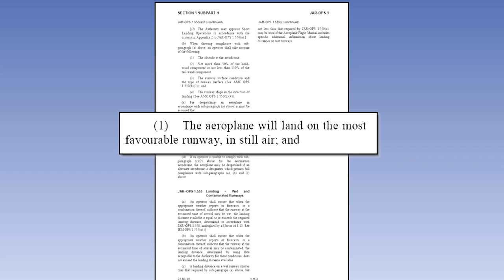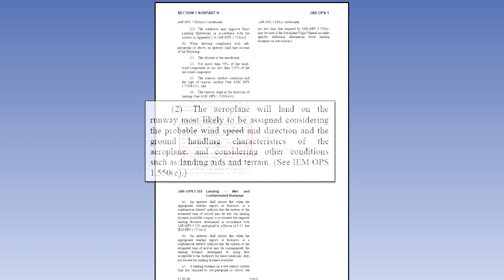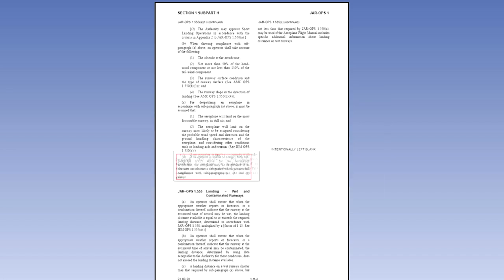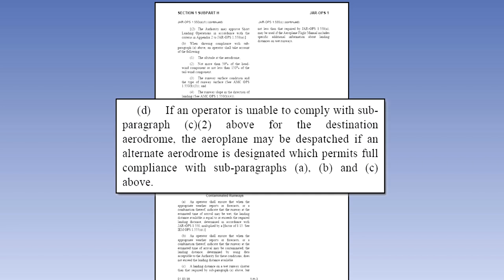that firstly, the aeroplane will land on the most favourable runway at the destination airfield in still air, and secondly, that the aeroplane will land on the runway most likely to be assigned considering the probable wind speed and direction. If this second assumption cannot be met, the aeroplane may be dispatched only if an alternate aerodrome is designated where full compliance of the regulatory dispatch requirements can be met.